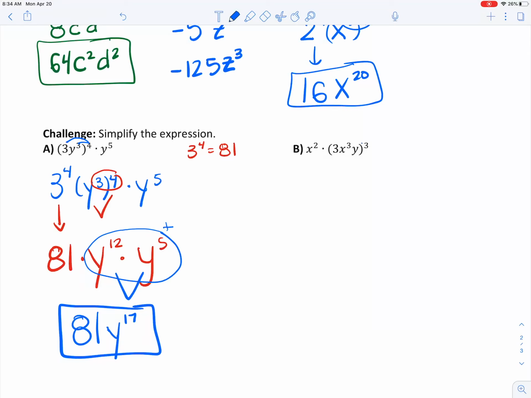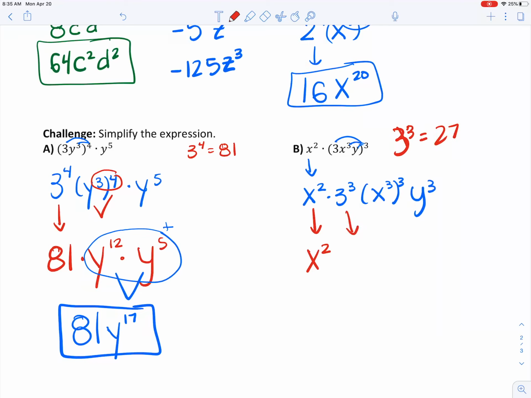All right, last one. Thanks for staying with me. I'm going to go ahead and distribute this 3 through. I'm going to bring this x squared down. So we have 3 to the 3rd, and then we have x to the 3rd, and then to the 3rd again, because this 3 got distributed. And then we have y to the 3rd. Okay, so I'm going to bring this down, this x squared. 3 to the 3rd power is 3 times 3 times 3, which is 27.